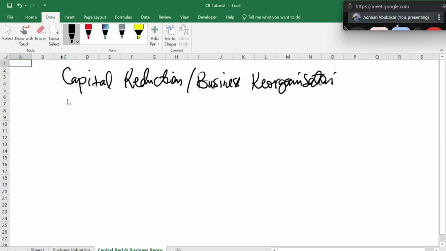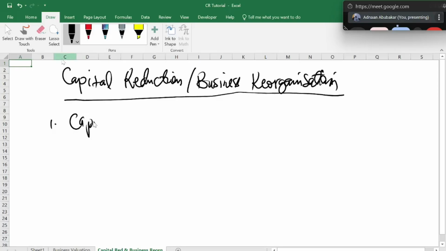So we are on capital reduction and business reorganization. Good. So under the capital reduction, are you there? Yes, sir. Good. So under the capital reduction, these are what you will be looking at. You look at what we actually call, one, the capital reduction.